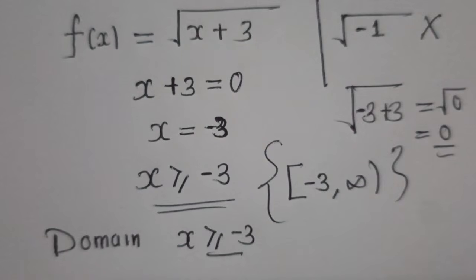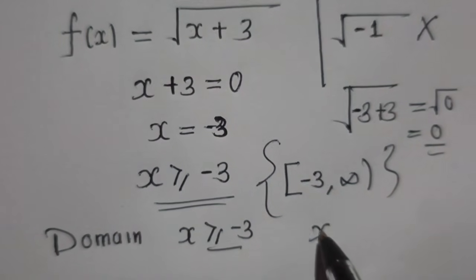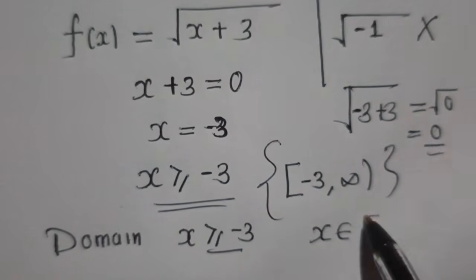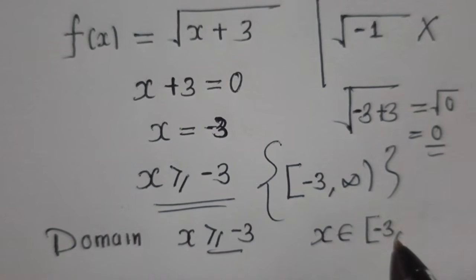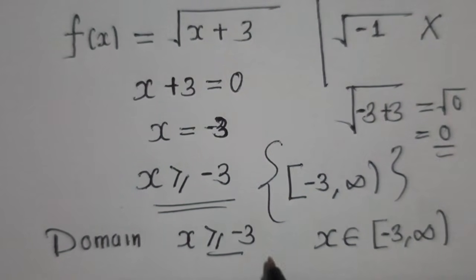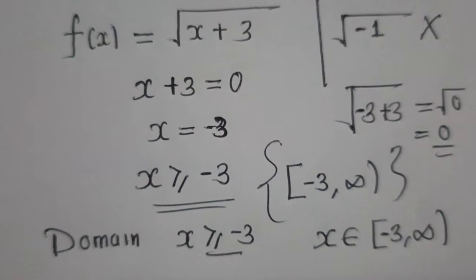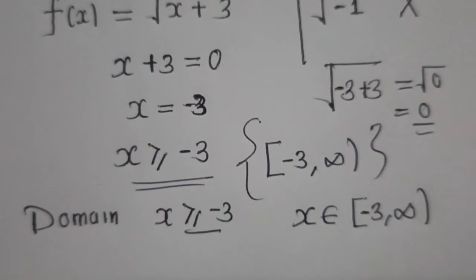So that's the domain. And if you don't want to write our domain like this, we can say x is a member of -3 to infinity. So you see, from -3 all the way to infinity.